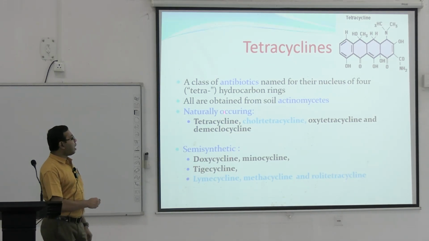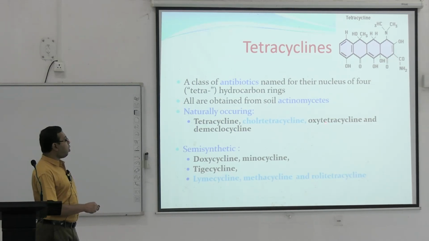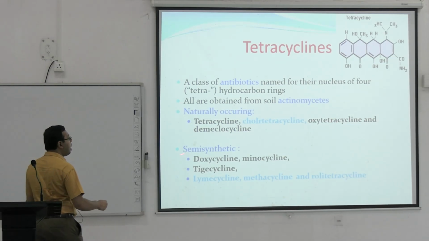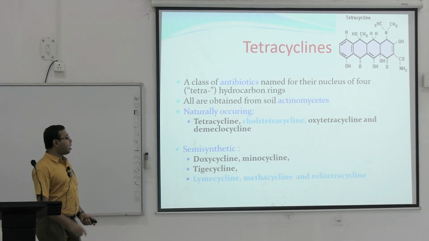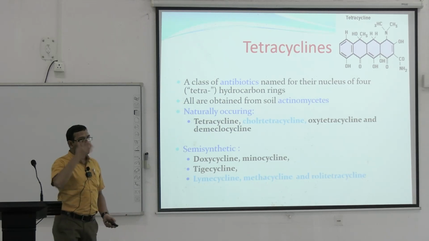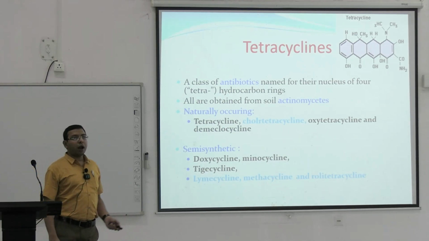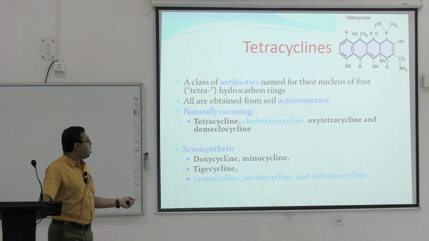Actinomycetes-derived tetracyclines are classified as natural, like tetracycline, chlortetracycline, oxytetracycline, demeclocycline, and synthetic, like doxycycline, minocycline, and some like lymecycline, methacycline, rolitetracycline, etc. The light blue ones are not available now because of their toxicities, but the other compounds are available.